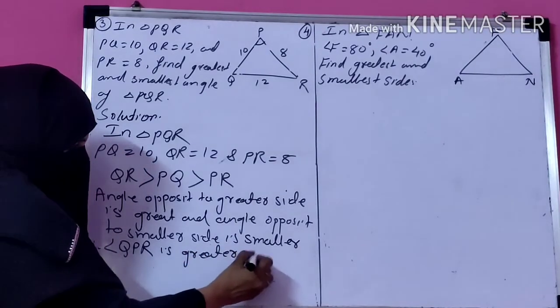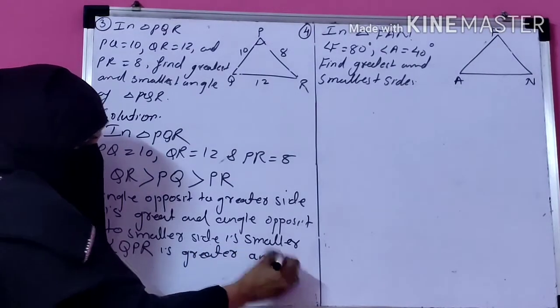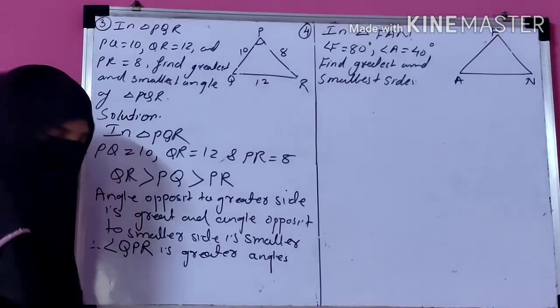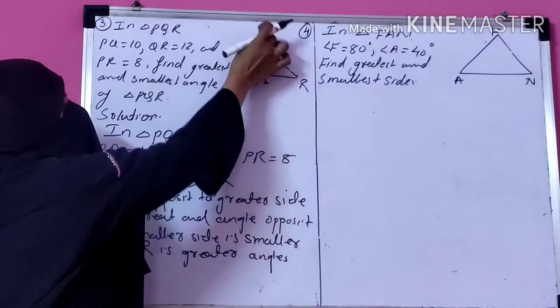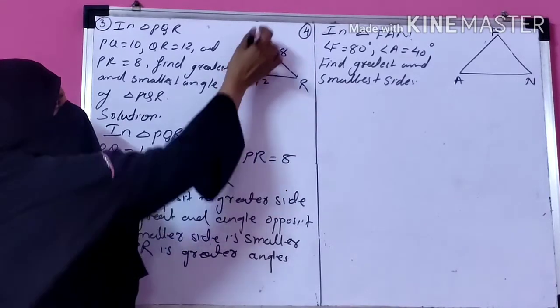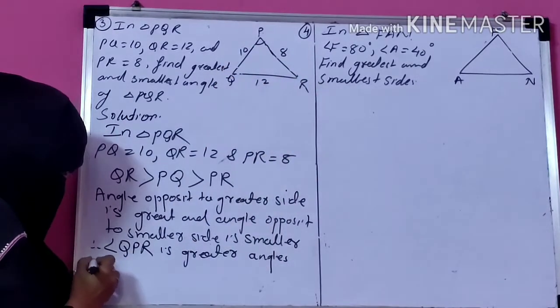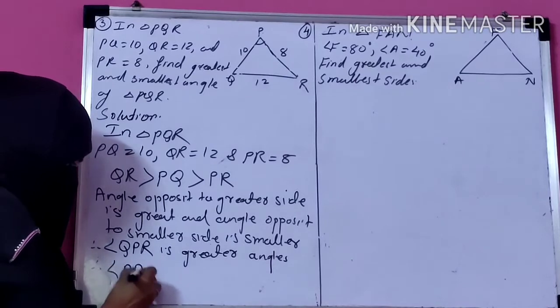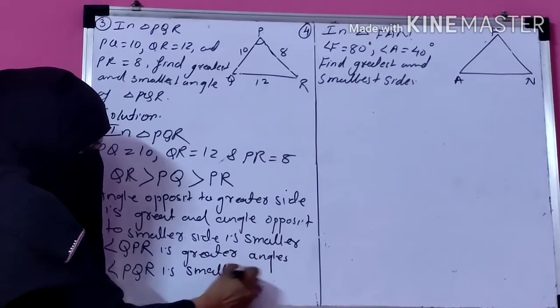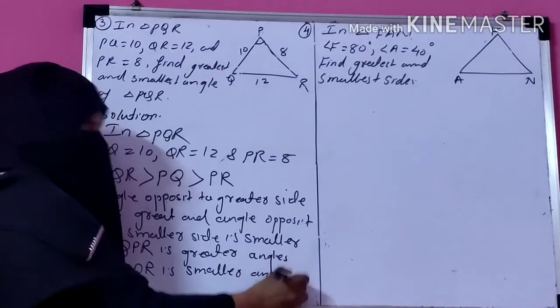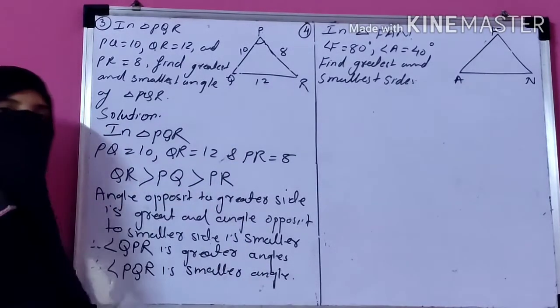Angle QPR is the greater angle as this angle is opposite to the greater side. And the smaller side here is PR. The angle opposite to PR is angle Q, that means angle PQR. Angle PQR is the smaller angle as it is opposite to the smaller side. So remember this property.